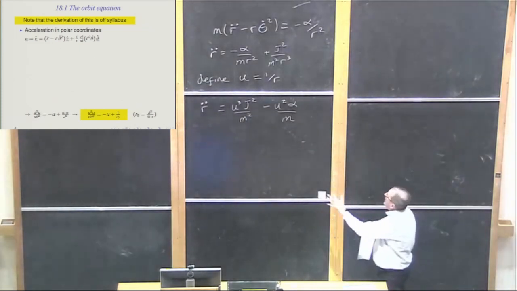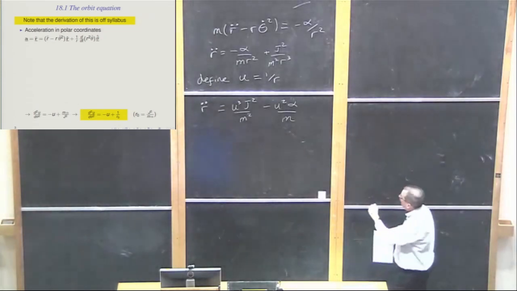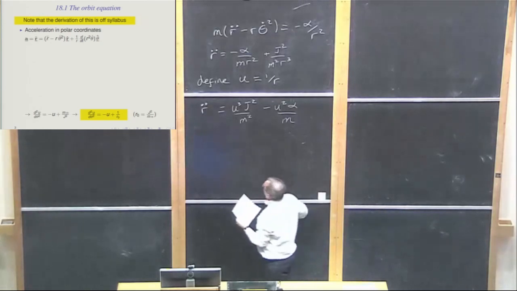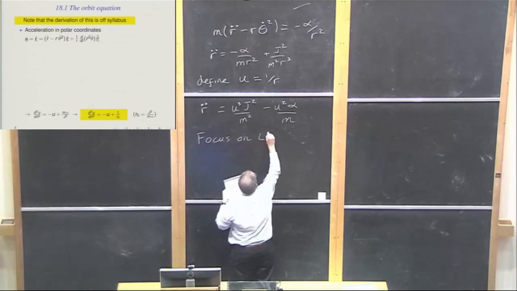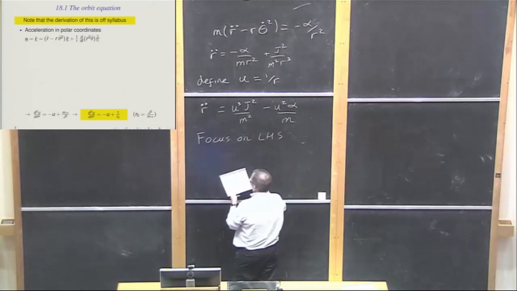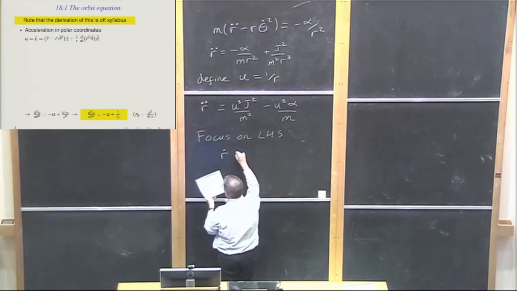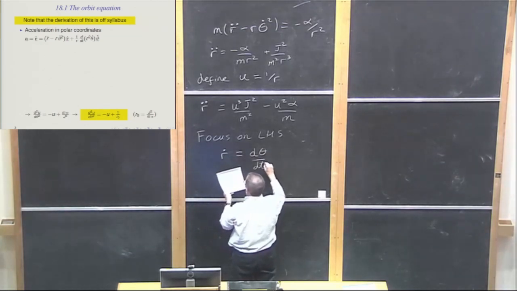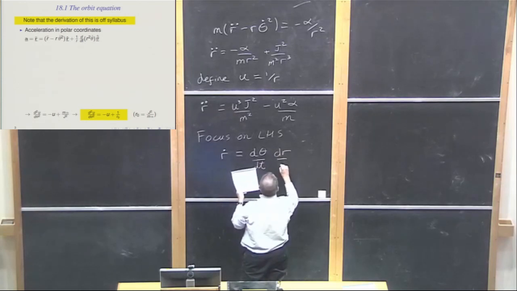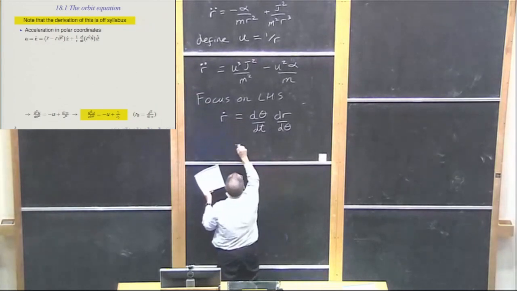Okay, so having an equation where the right hand side is in terms of u and the left hand side is in terms of r is not very useful, so we now need to rewrite the left hand side in terms of u. Let's see if we can do that. Well, let's start by noting that r dot, so this is r double dot, but r dot can be written as d theta by dt, dr by d theta. Okay, so this will soon become apparent.